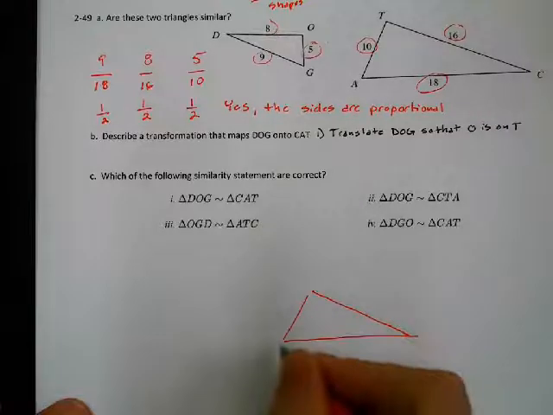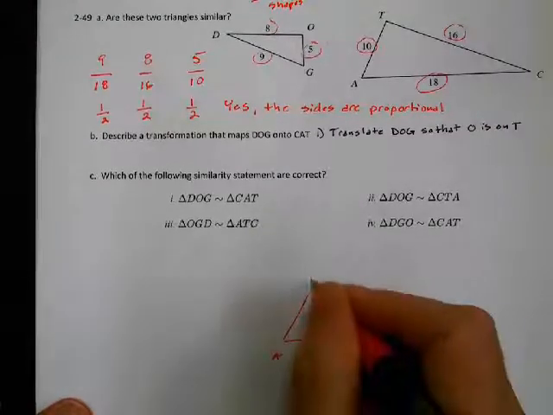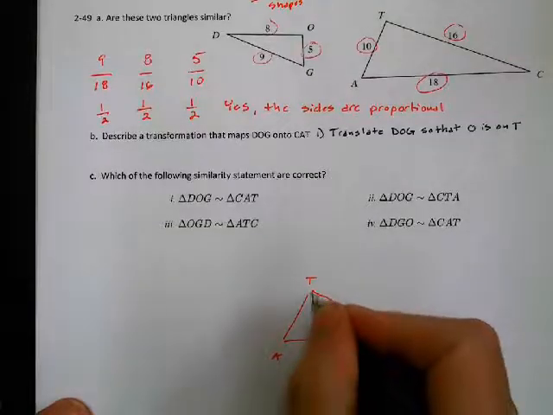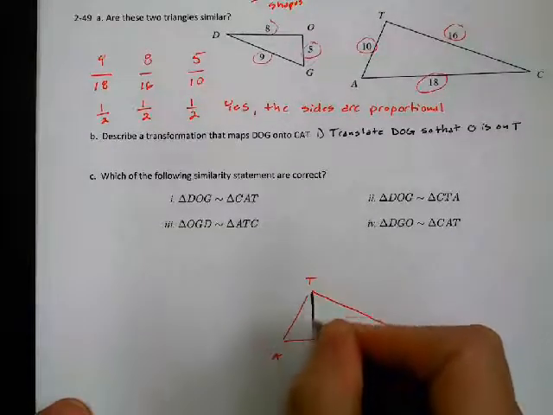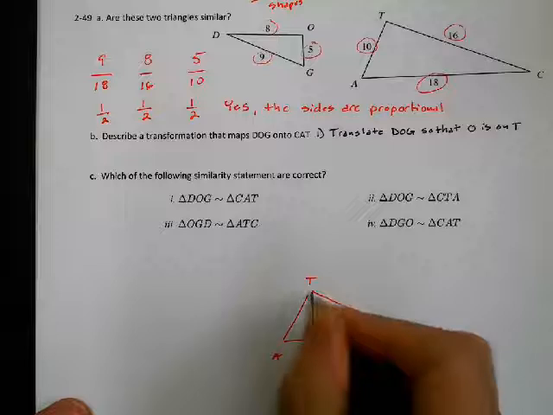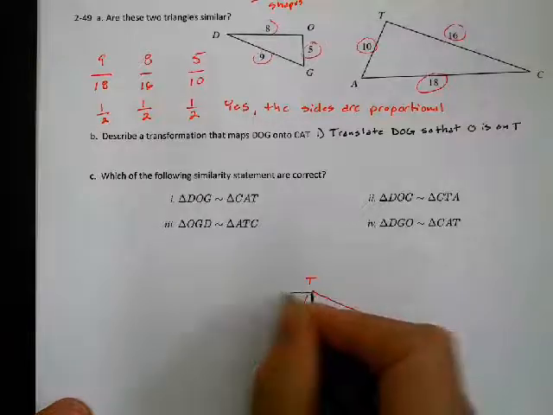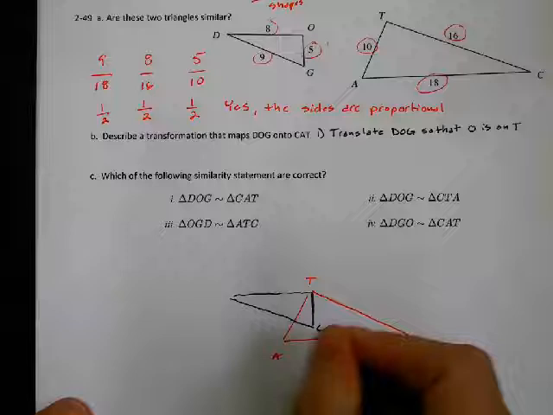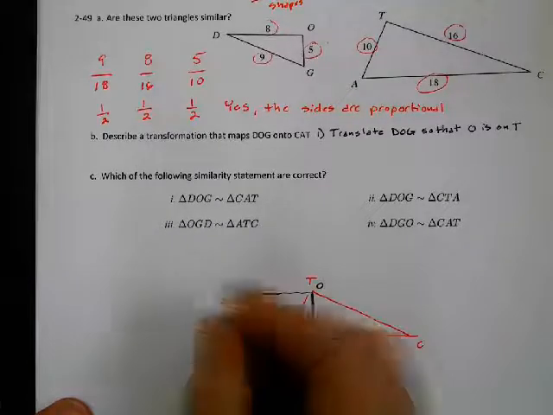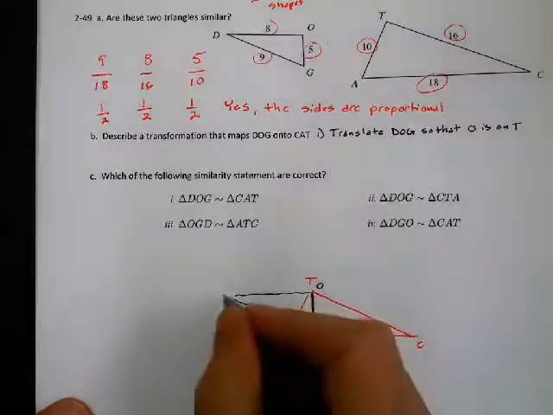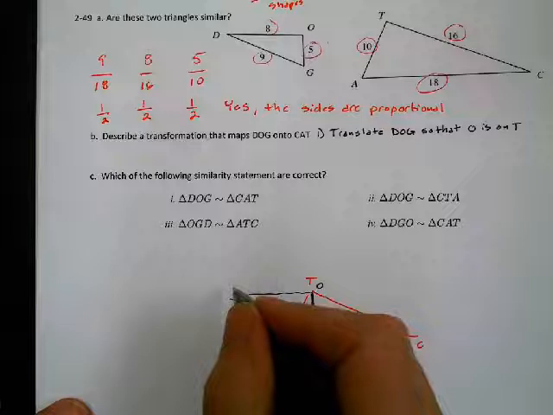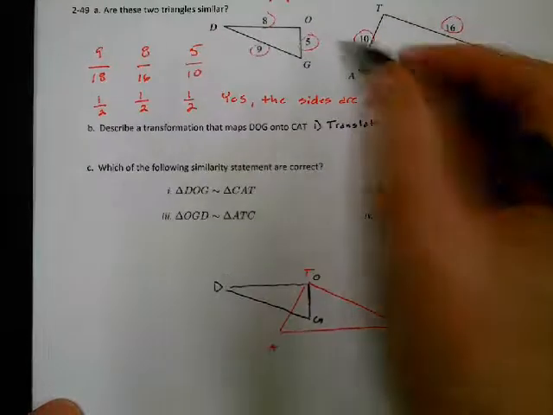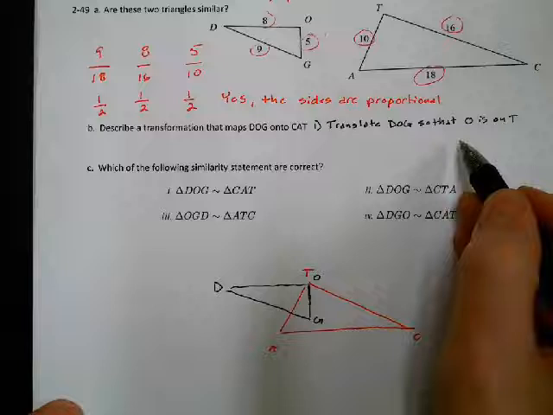Now, if I translated O on top of T, it would look like that, so that this is G, O is now on top of T, and D's over here. All right, so start with the translation. Remember, the next thing we try to do is a rotation. So I'm going to rotate.